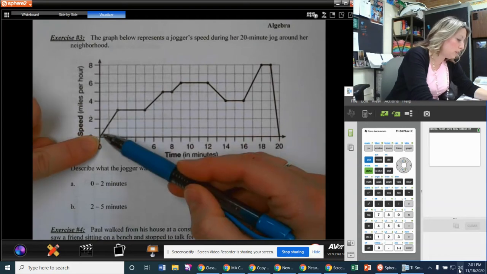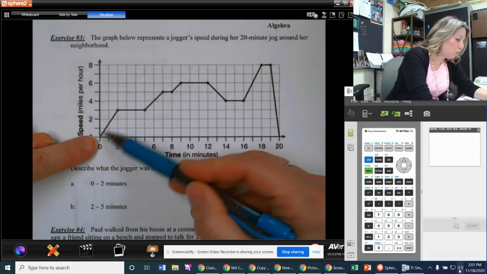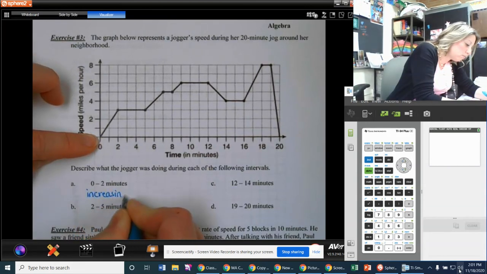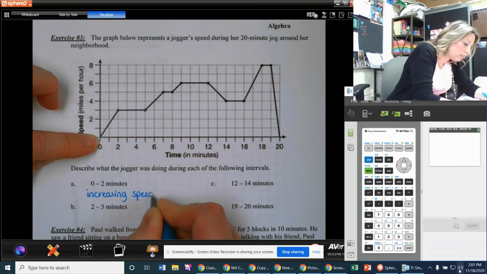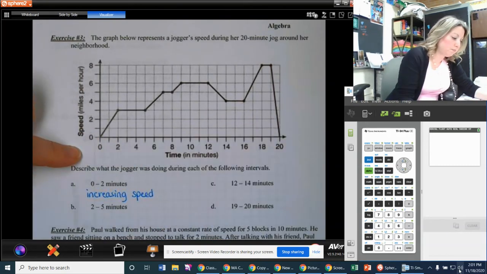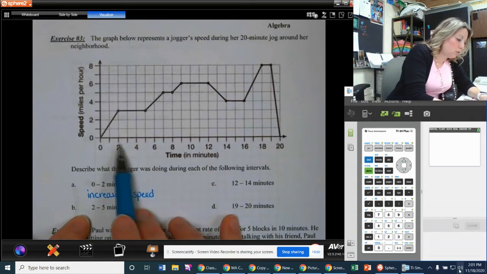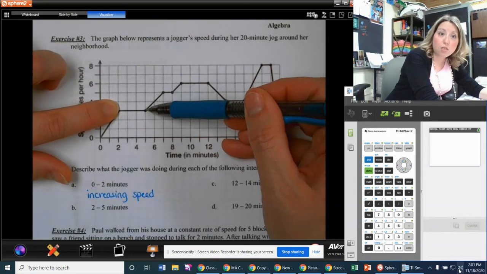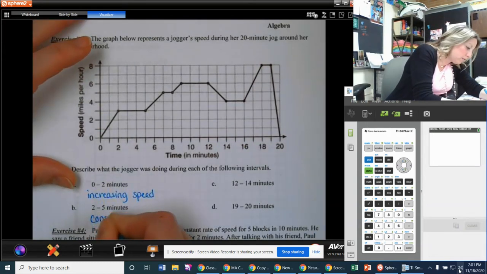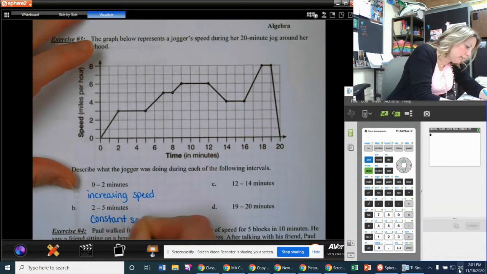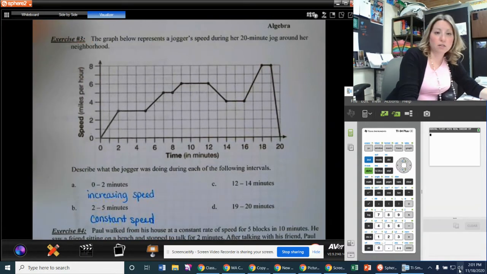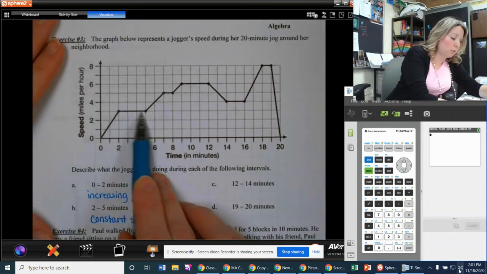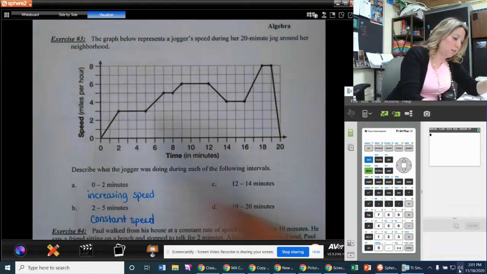So this is an increasing slope between 0 and 2 minutes. So what's happening? She's increasing speed, right? It's an increasing slope. What's the y-axis? Speed. Okay, 2 to 5 minutes. So 2 to 5 is here. Oh, I just got done saying this is not her standing still. This is a constant speed or maintaining speed, right? This is a maintaining of the speed, keeping it level. That's why we're not changing. We're not increasing the speed. We're not decreasing the speed here.